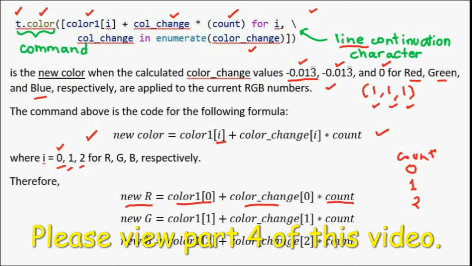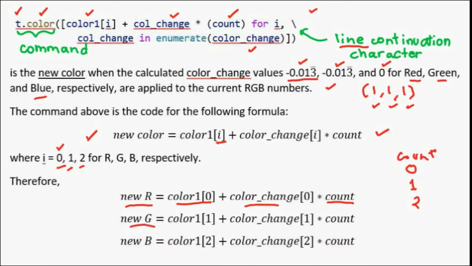What is the new G? It is the same as this one here. Note that the formula for new G is structurally the same as the formula for new R. So the only thing that is changed is the index here. So this is index 1 and index 1. And in the same manner, the formula for the third color, the blue, is structurally the same as the first one. The only thing that we change here is 2 and 2.